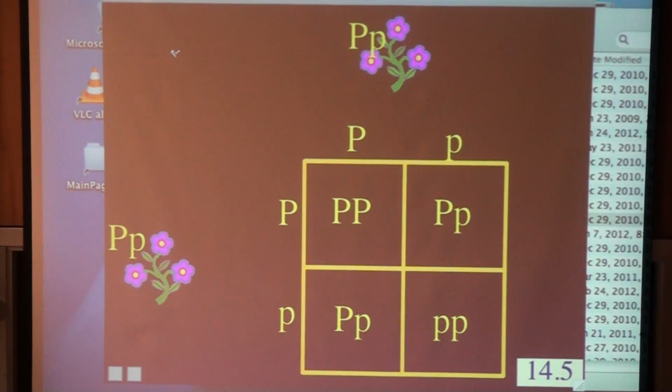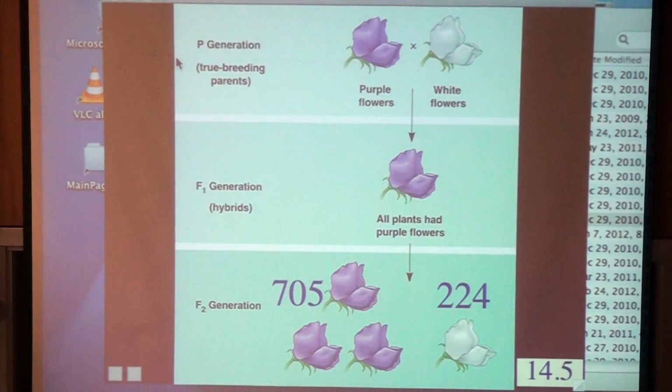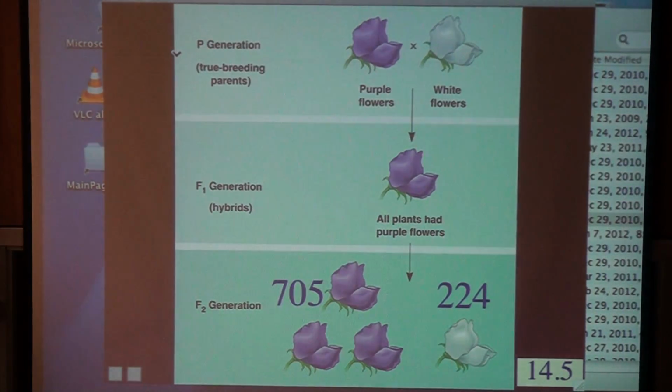And when we say, okay, those are the genotypes, what phenotypes do we get? This is what you get. That the phenotypes produced, 3 out of the 4 were purple and 1 out of the 4 were white, and that's exactly what Mendel saw in his cross of the F1 generation. Here are the actual numbers. He got 705 purples and 224 whites, which are more or less a 3-to-1 ratio.